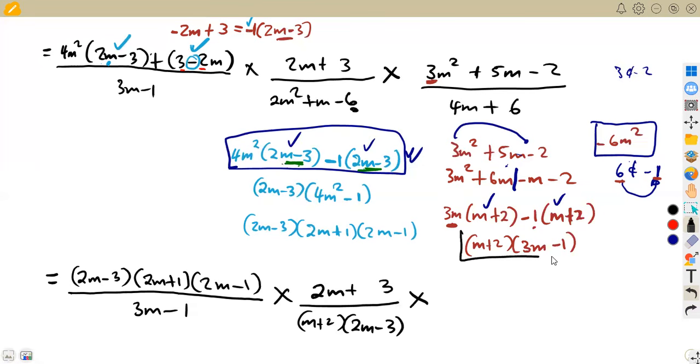So meaning to say we are done. Is there anything that we can do further? There's nothing. This whole part that we were factorizing, we are going to remain with m plus 2 into 3m minus 1. All right, now we've got over this one.